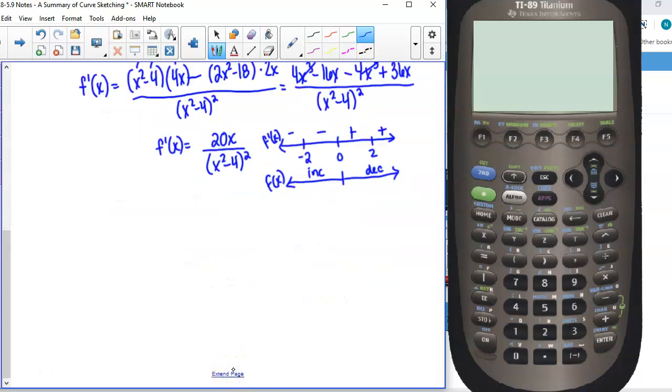And then, if we're looking at our concavity, we would need the second derivative. So for the second derivative, f double prime of x, we'd have (x squared minus 4) squared times 20, minus 20x times 2(x squared minus 4) to the first power times 2x, all over (x squared minus 4) to the fourth power.